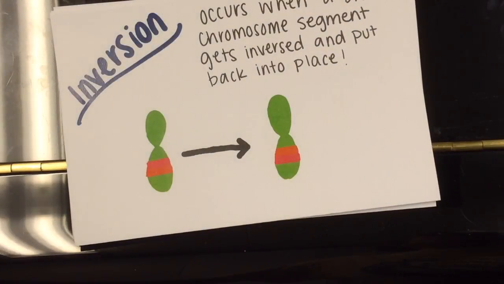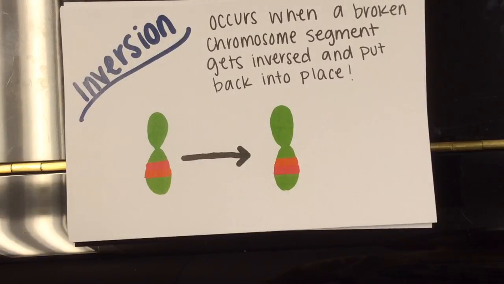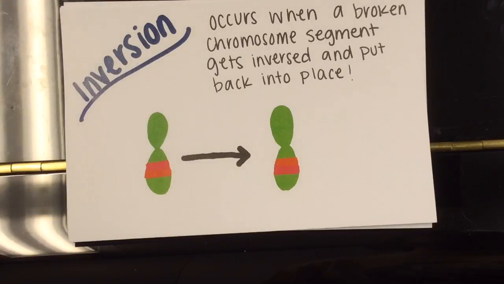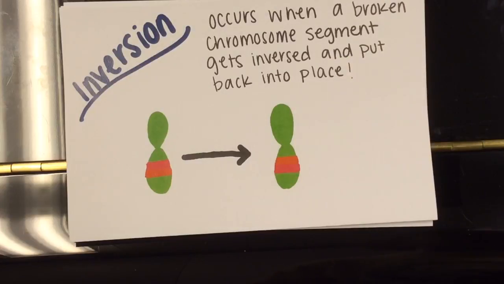The third type of chromosomal mutation is an inversion mutation. This occurs when a broken chromosome segment gets inversed and put back into place. This illustration demonstrates this concept. Here you can see the same chromosome as before, with its pink and orange band. However, over here is a mutated chromosome, with the pink and orange band reversed.